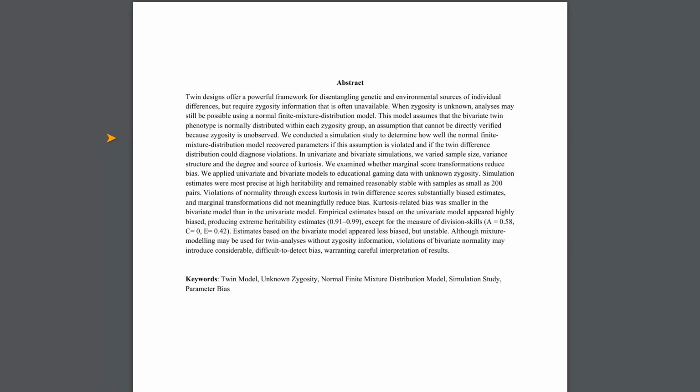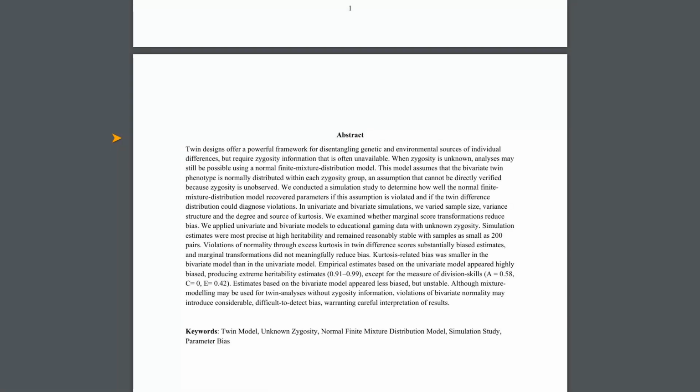They also tried a trick to fix the problem. Sometimes data isn't normally distributed because it is a bit skewed or has fat tails, things that make the bell curve look a bit wonky. They tried changing the scores a little bit to make them look more like a normal bell curve before running the model. This is called a transformation. They wanted to see if smoothing out the data this way would help the model give better answers.